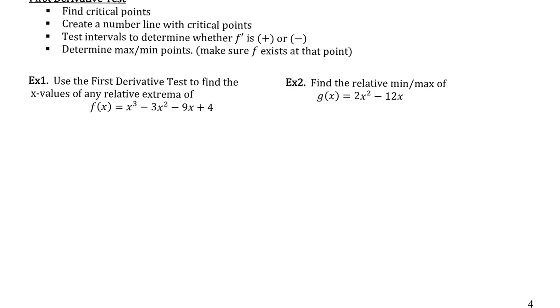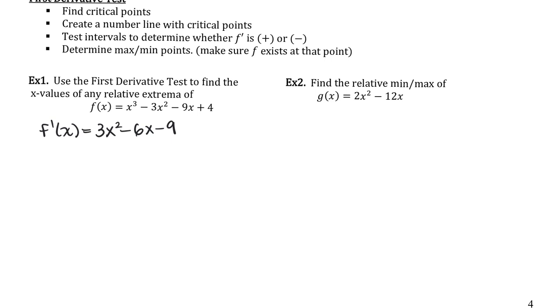Okay, so example 1, use the first derivative test to find the x values of any relative extrema. So first, find the critical points. To find the critical points, first derivative. So f prime of x equals 3x squared minus 6x minus 9. Critical points, we set it equal to 0 or figure out where this is undefined. This is defined everywhere, so we're going to do equal to 0.